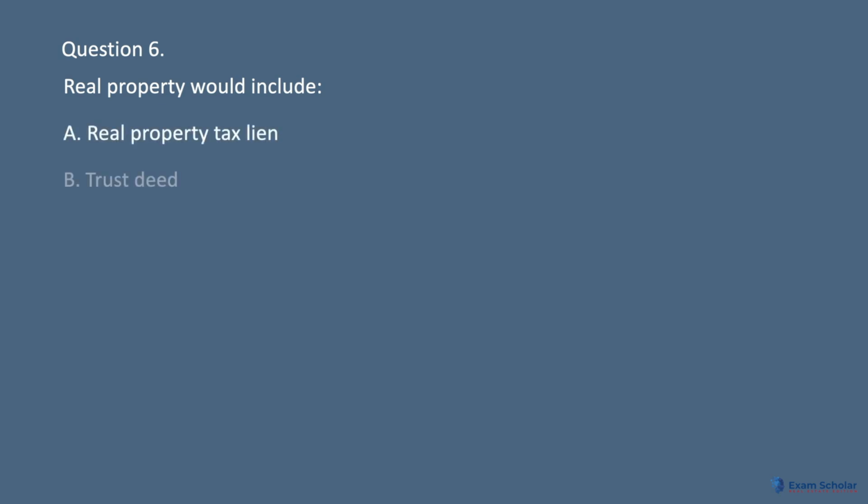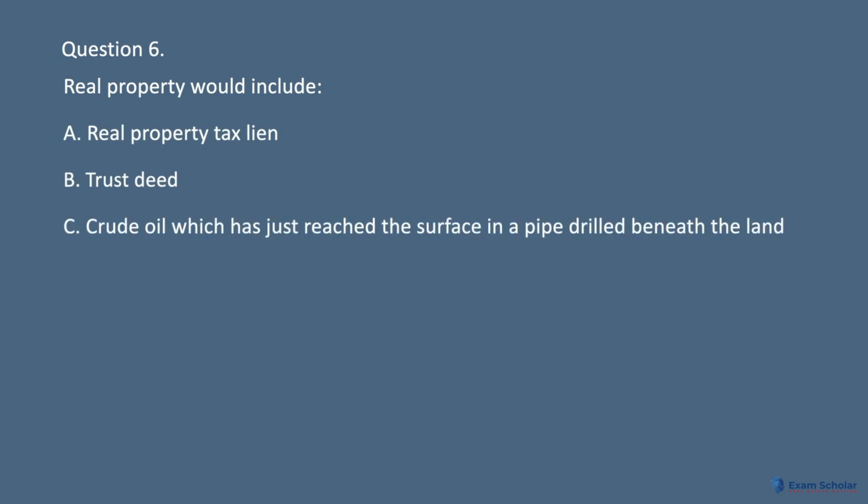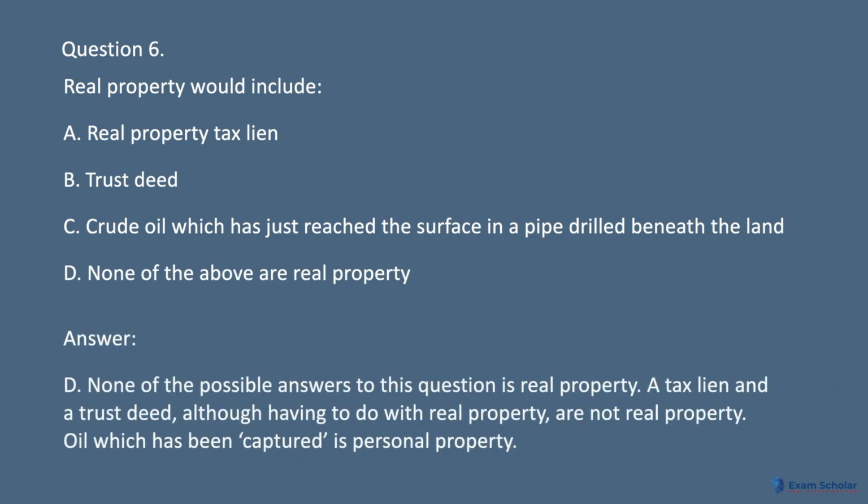Question 6. Real property would include A. Real property tax lien. B. Trust deed. C. Crude oil which has just reached the surface in a pipe drilled beneath the land. D. None of the above are real property. Answer: D. None of the possible answers to this question is real property. A tax lien and a trust deed, although having to do with real property, are not real property. Oil which has been captured is personal property.